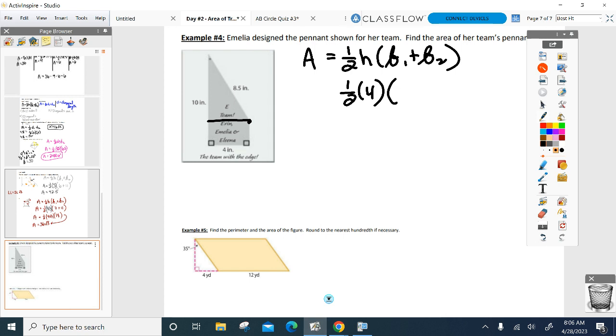10 is a base. All right, so look, the only thing we're missing, and let me do a different color here, the only thing I need your help with is how long is that base? How long is that base? Because that's the missing value I need. Oh boy.